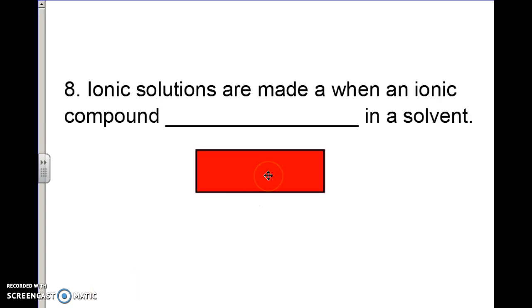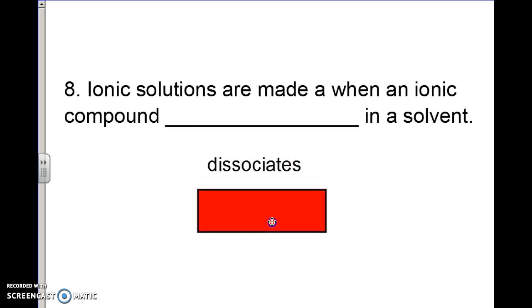Ionic solutions are made when an ionic compound dissociates in a solvent. Dissociates means to break apart. So if you associate with other people, you are with other people, and if you dissociate yourself from them, you are removing yourself from them.